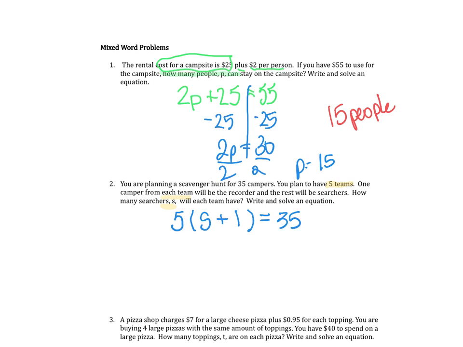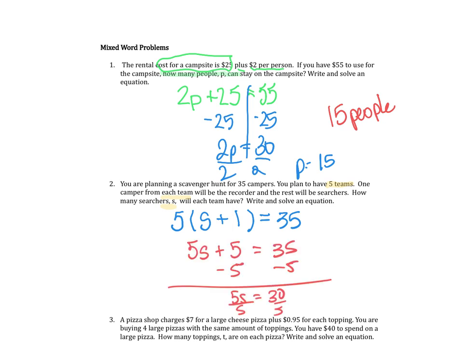So first I multiplied everything by 5 on the left-hand side, and then I subtracted 5 from both sides, not S, but 5 from both sides. I had 5 times S for each of the 5 teams, so the number of searchers we would need is a total of 30. So I divided that by 5, which looks like S, divided by 5. And that means that there are a total of 6 searchers per team. Bad handwriting.